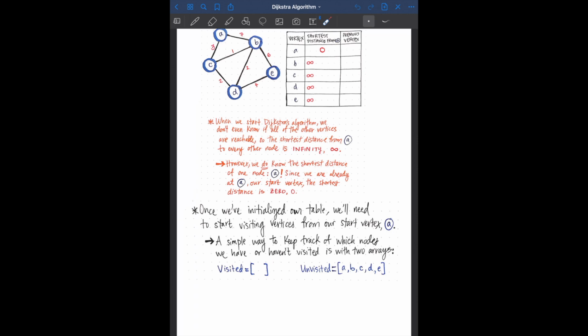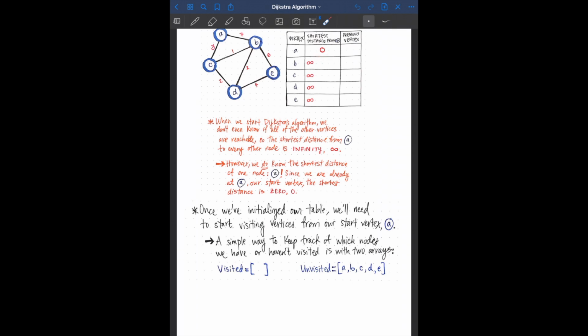Now we will see a running example of Dijkstra's algorithm. We will make a table. In this table, we will write down all the vertices. We will write the shortest distance from A. A we are taking as the source node, and we will make a column for the previous vertex. When we start Dijkstra's algorithm, we don't even know if all the other vertices are reachable. So the shortest distance from A to every other node we will mark as infinity. However, we do know the shortest distance of one node, that is of A. Since we are already at A, our start vertex, the shortest distance is 0.